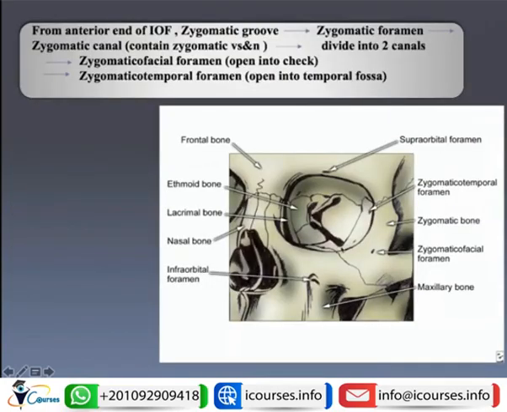So, as we said, the infraorbital foramen. From the inferior orbital fissure, the zygomatic canal will arise, and it will transmit the zygomatic nerve. And this zygomatic canal will emerge on the cheek through the zygomaticofacial foramen, and another one called the zygomaticotemporal foramen.